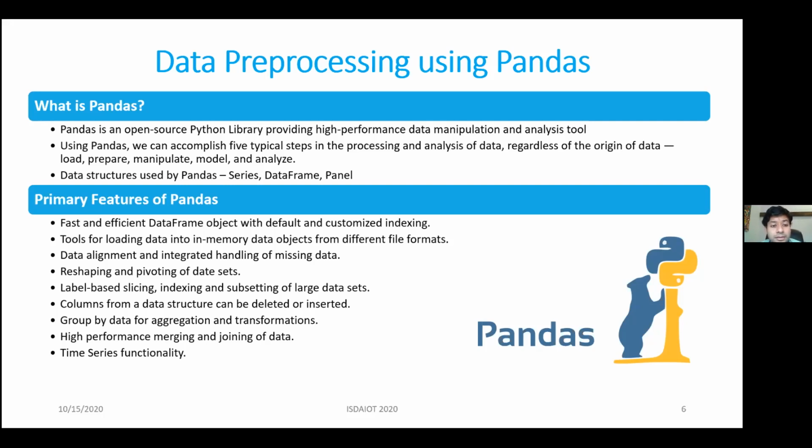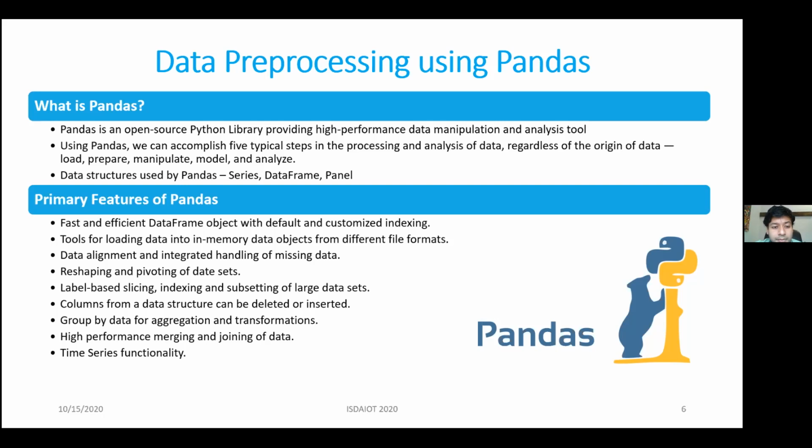Then the data structures used by Pandas are mainly a series, a data frame, and a panel. A series, as the name suggests, is one-dimensional data, so we can store the data in a sequential manner. Then a data frame is a 2D data structure, like a table or a matrix. And then a panel is like a 3D data structure.